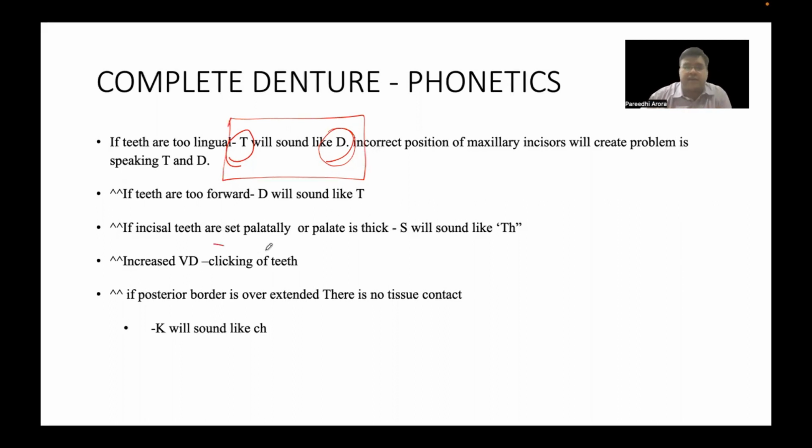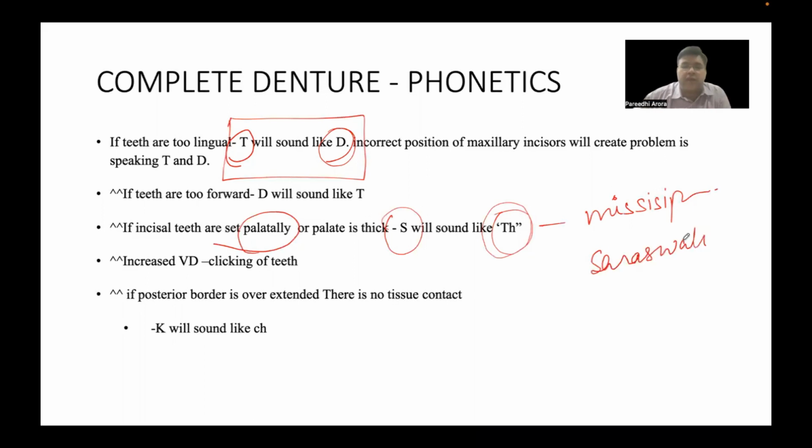If the incisal teeth are set palatally, S will sound as TH. That is what you check when you ask the patient to speak Mississippi or Saraswati. Why do you want to hear this S sound? Because when the patient speaks S, it should not come out like TH. When you have an increased vertical dimension, you will always have a clicking sound. The teeth are at increased vertical dimension, they are always in contact, and that is going to lead to clicking of teeth.